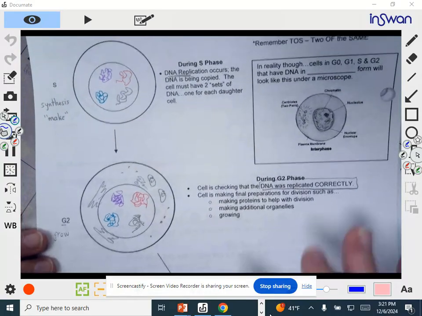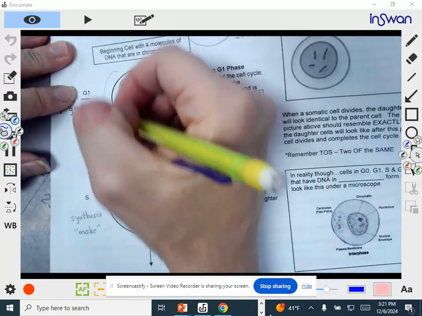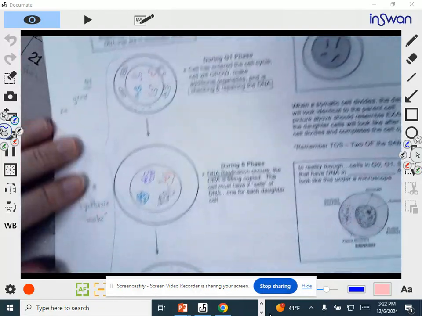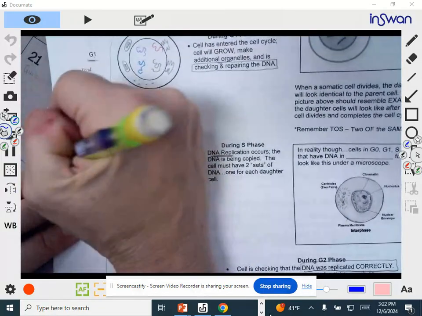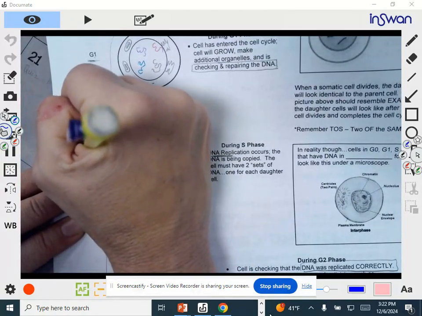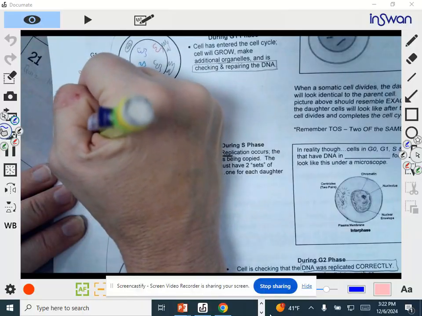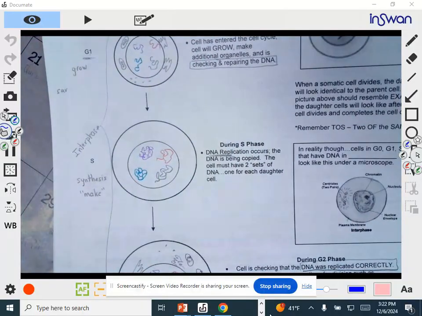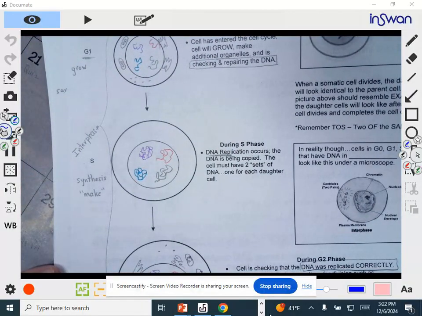And collectively, these 3 stages, so that shows us what a cell looks like as it's moving through the 3 phases of interphase. So technically, these 3 stages are interphase.